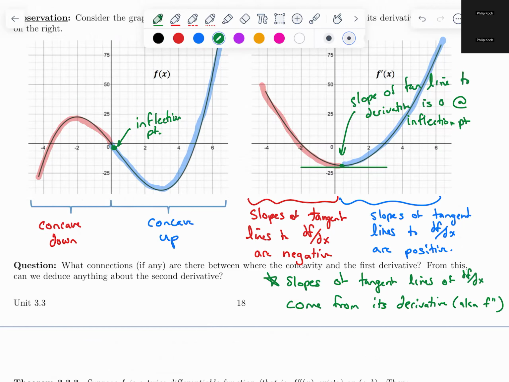And in particular, at an inflection point, we see that the tangent line to the derivative function, the first derivative, is 0 there, meaning that the second derivative is 0 at an inflection point. So that allows us to have a little more information. This theorem isn't called the first derivative test or anything like that. This is much like the next one.